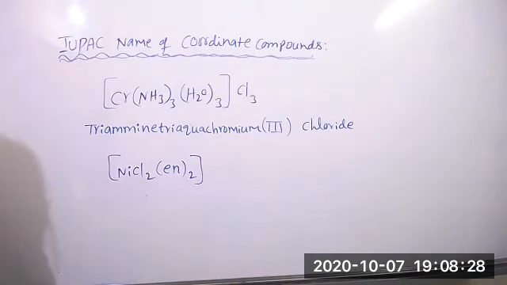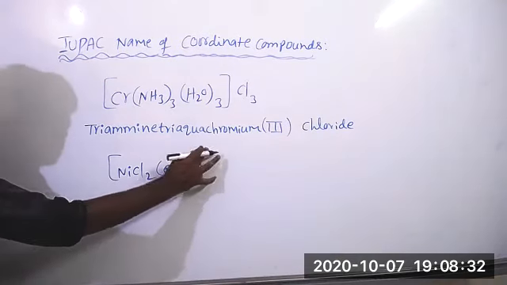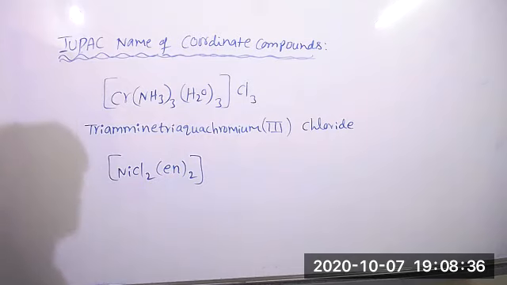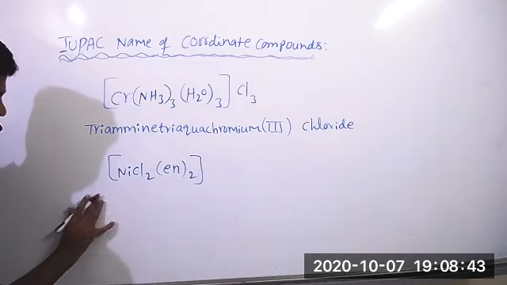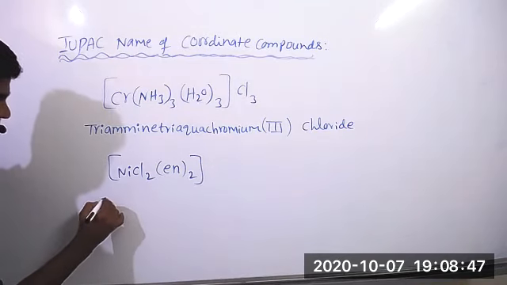Sir, dichloro. Here the complex carries charge 0, so there is no negative part, no positive part. Only write this name. Don't think about negative and positive part. Dichloro. Chloro or chlorido? Chlorido, sir. Chlorido only, write chlorido, because it's carrying a negative charge.